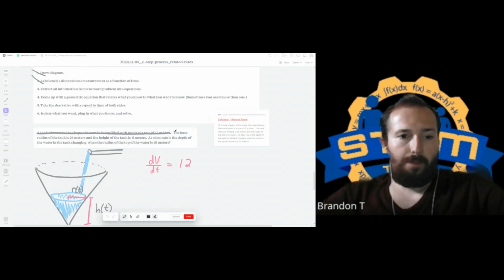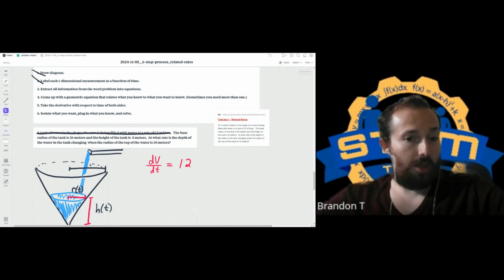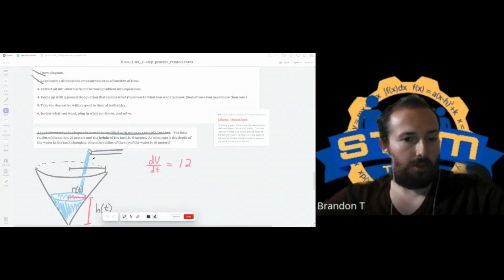The next part: the base radius of the tank is 26 meters. So what I would say here, they're talking about the radius of the tank. And by the way, that does not change. So this thing should not be a function of time. So I'll just call that 26, what they told us.